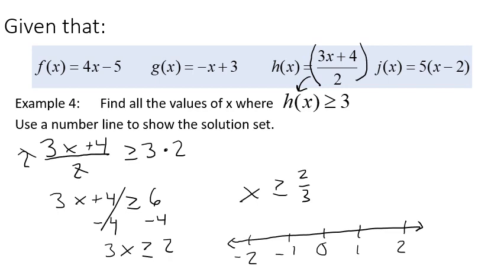If you think about 2/3, it's bigger than 0, but it's going to be less than 1. So it's somewhere between 0 and 1, more towards 1. And it's everything greater than or equal to 2/3. I'm going to shade to the right.